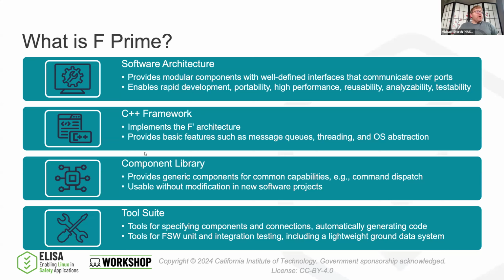F prime also ships with a component library, which means some of the components that you use to construct your system are pre-canned. You can use them on your project if you'd like. They drop out in our tool creation scripts that create new projects, so that you can quickly use all that F prime has to offer by adding your custom components to a standard set of existing components to quickly develop your application. And then finally, the tool suite.